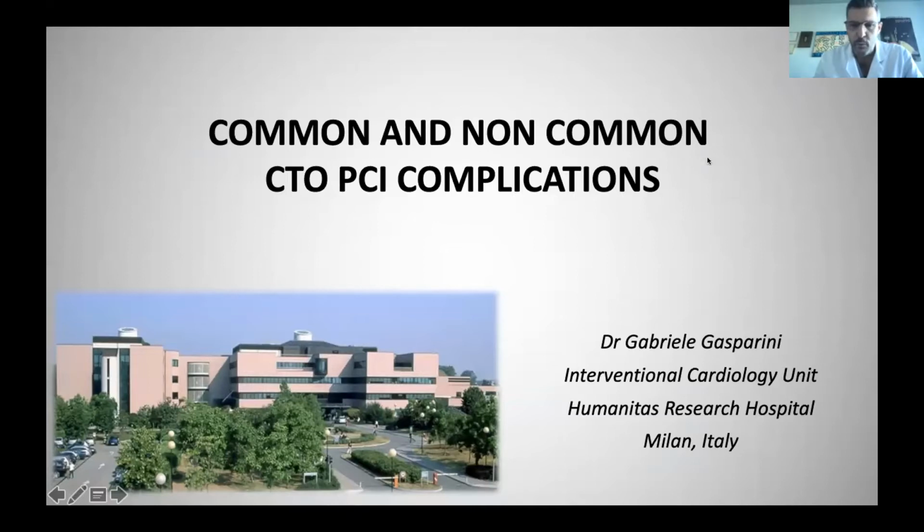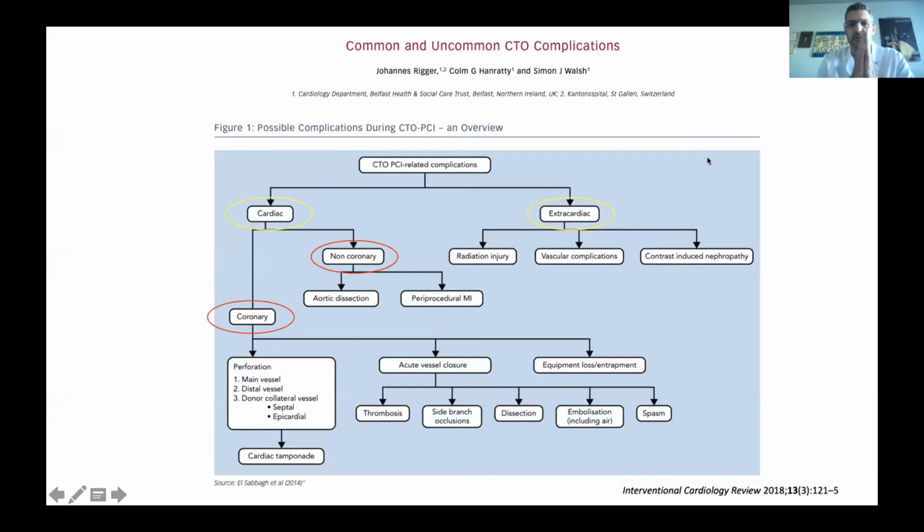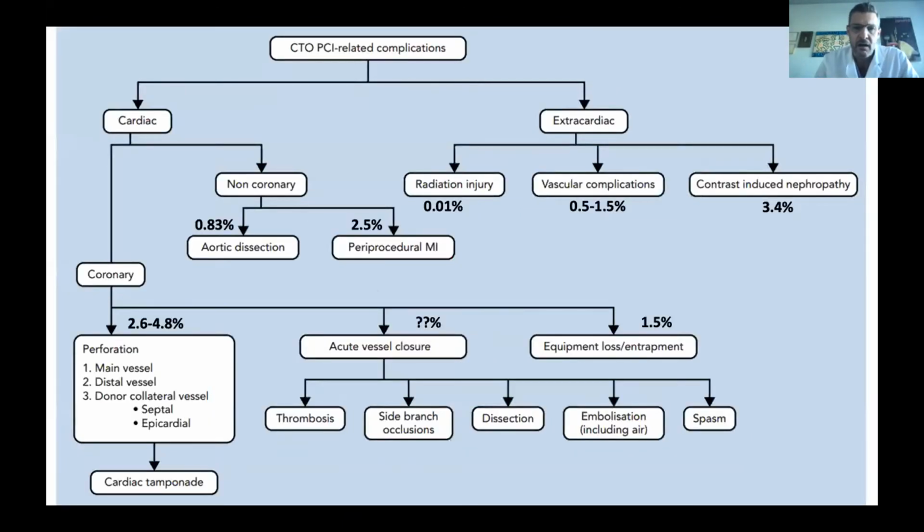First of all, when we talk about complications, we have to divide them into cardiac and extracardiac complications. Inside the cardiac complications, we also divide non-coronary and coronary complications. Here are reported the incidence of each complication. Among the extracardiac complications, the most frequent is contrast-induced nephropathy. And among the cardiac complications, the most frequent is, of course, peri-procedural MI.